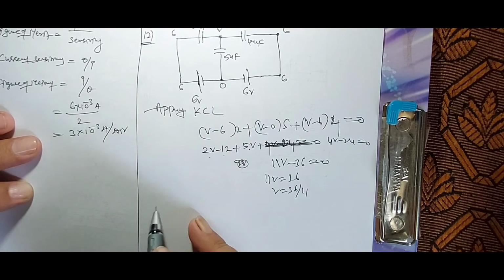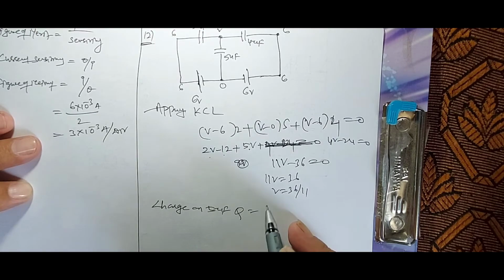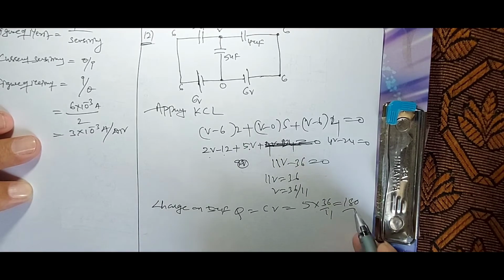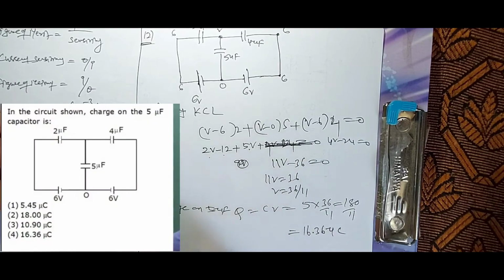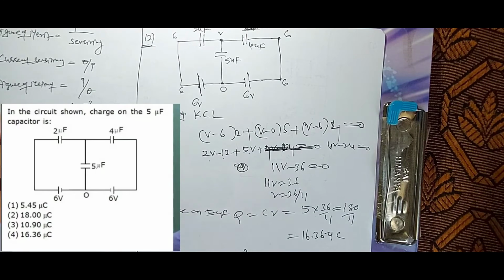Now, the charge on the 5 microfarad capacitor, Q is equal to CV, that is equal to 5 into 36 by 11, which is 180 by 11. By solving this we get 16.36 microcoulomb. This is the answer. So our option is option 4.